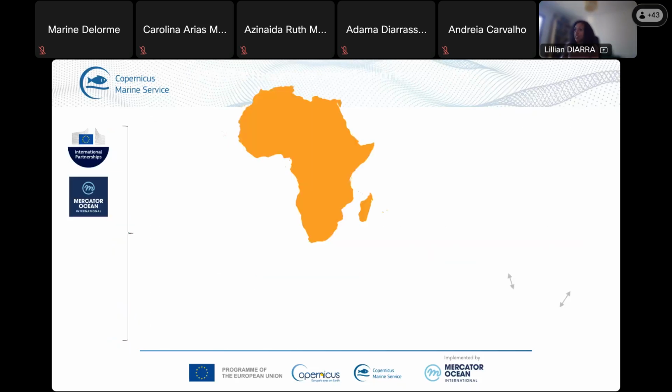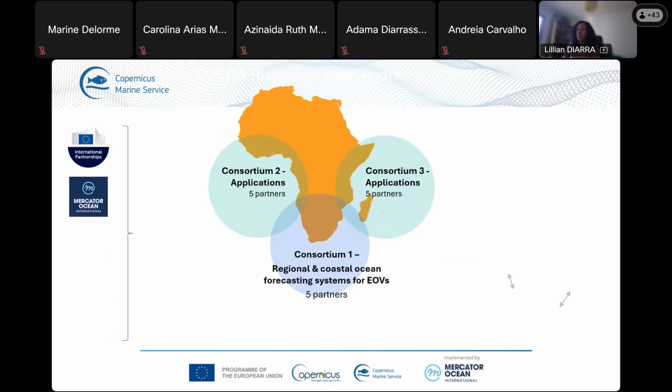So just in a nutshell, OPERA will have the first consortium building these regional and coastal ocean forecasting systems. We have two consortia focusing on applications. Again, this is indicative. It might not be where they're positioned, but just to give you an idea that we're looking for something very geographically balanced. OPERA, I don't think I mentioned, is limited to sub-Saharan Africa, so only sub-Saharan institutions in coastal countries in Africa are eligible to apply for these grants.